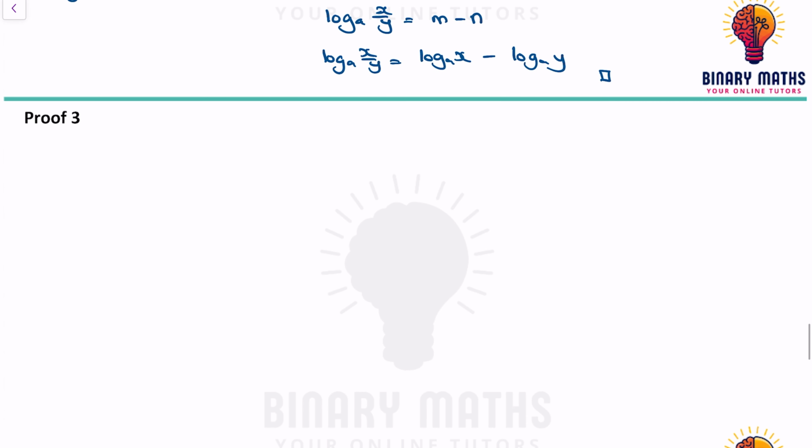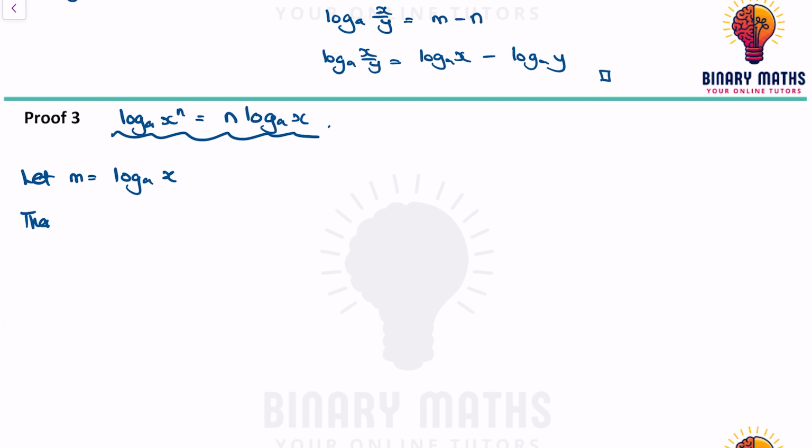The last proof I need to go through is log base a of x to the power of n is equal to n times log base a x. So this is the last proof. Let m be equal to log base a x. Then a to the power of m must be equal to a to the power of log base a x, which implies a to the power of m is just equal to x.